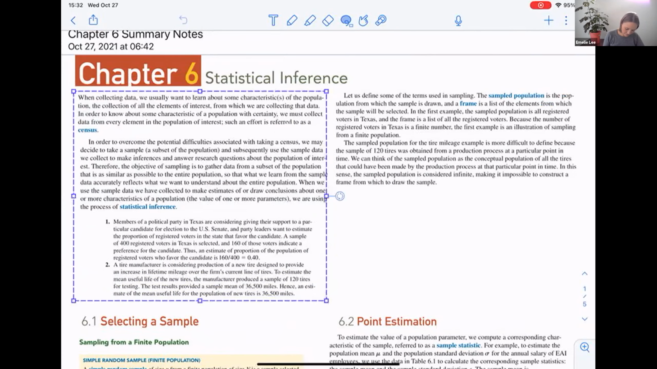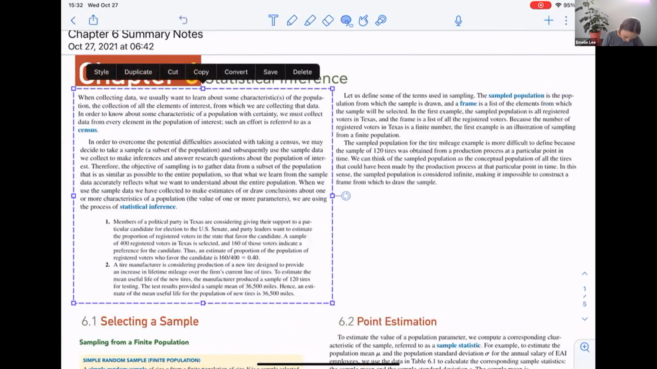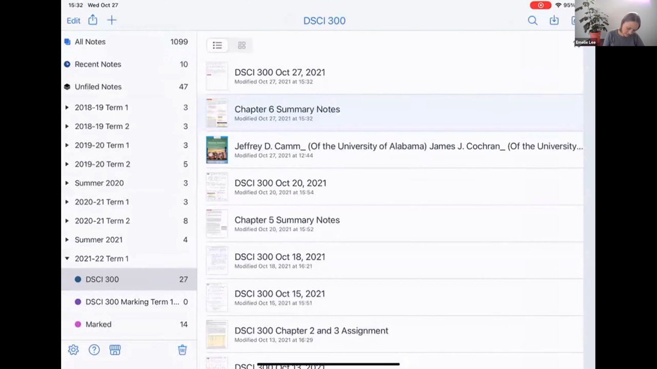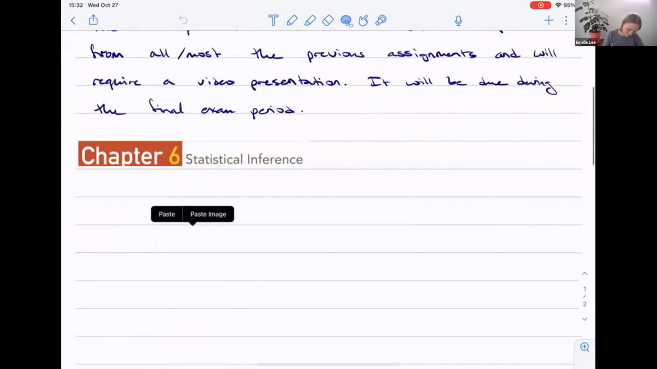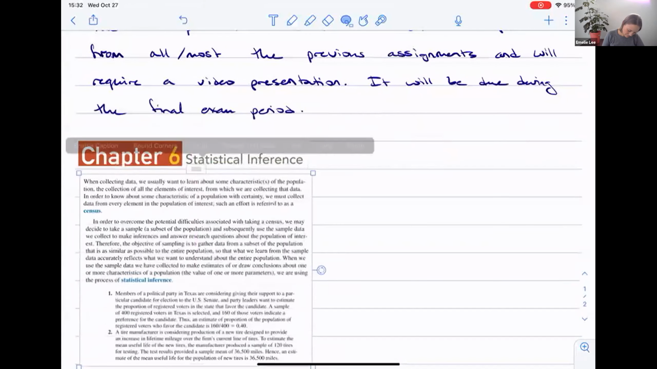So it all starts with collecting data. Okay.